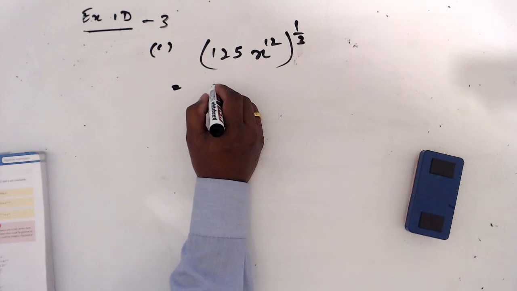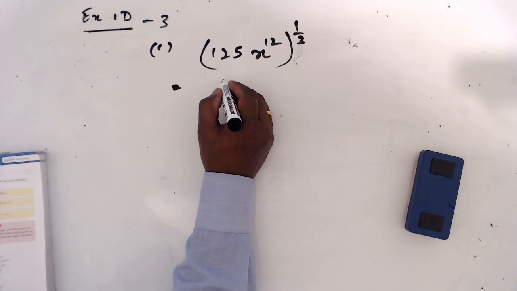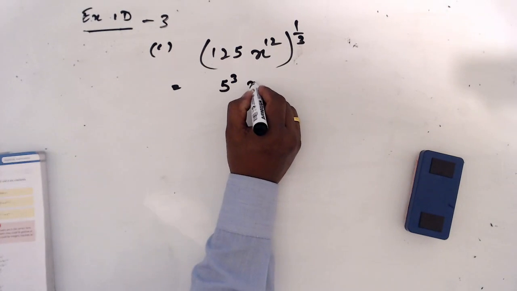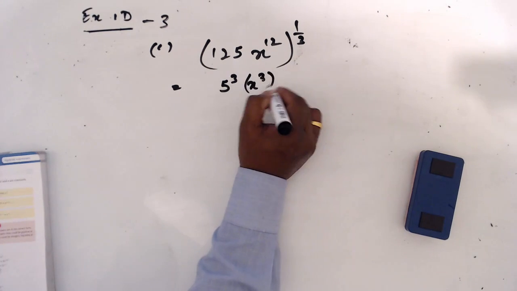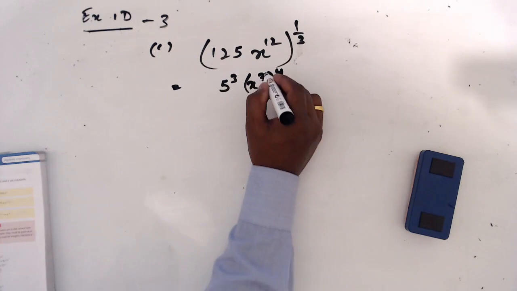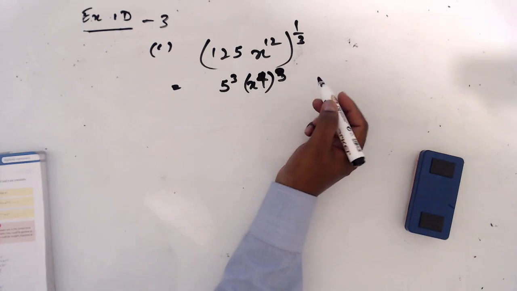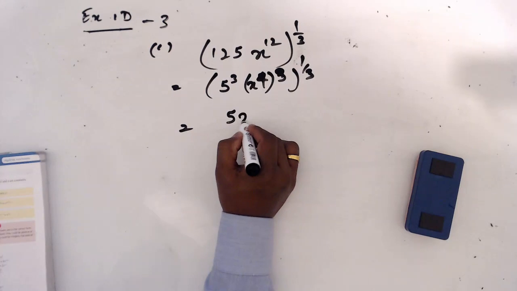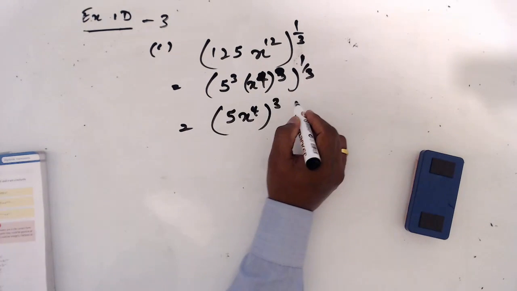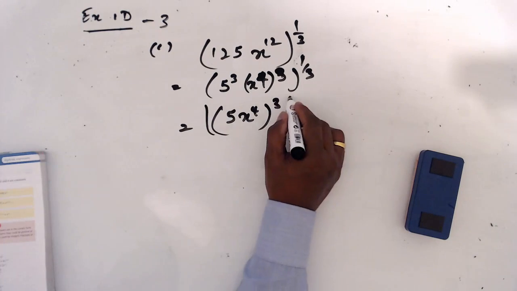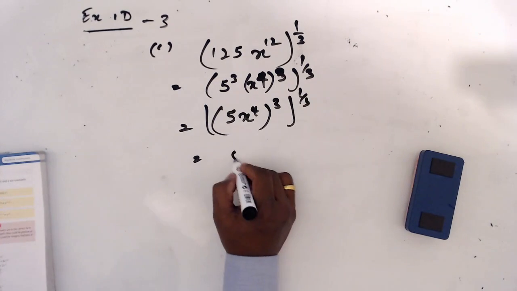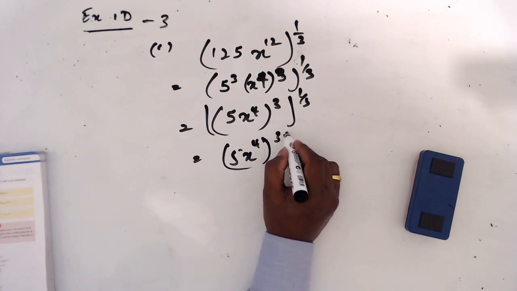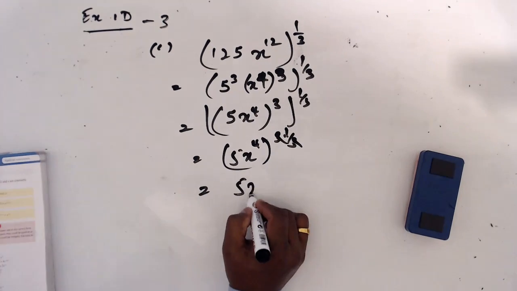Or this approach, 5 cube x 3 times 4 x 4 times 3 and 1/3. So 5x4 3 1/3, then 5x4 3 times 1/3, this is cancel out, 5x4.